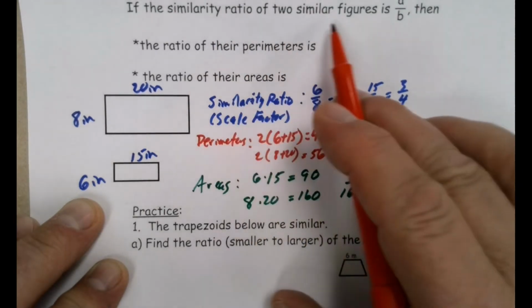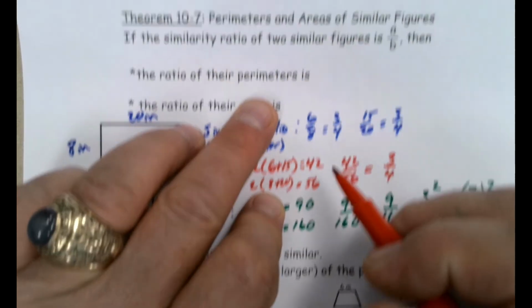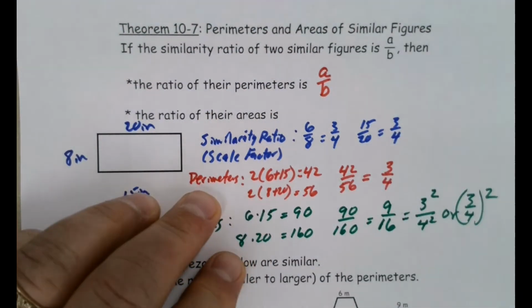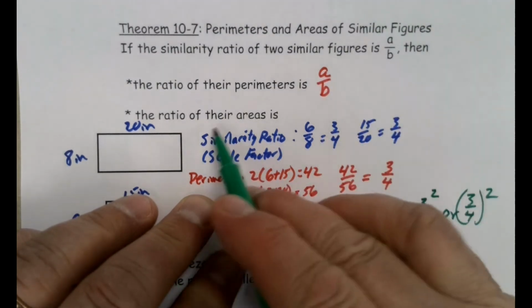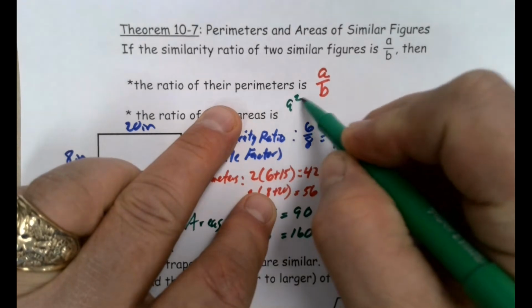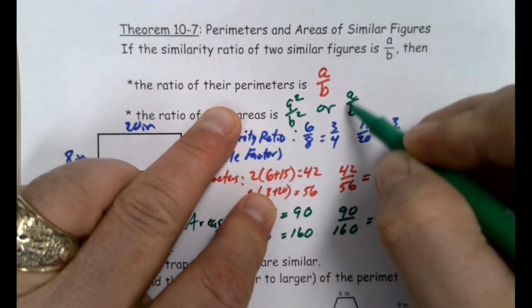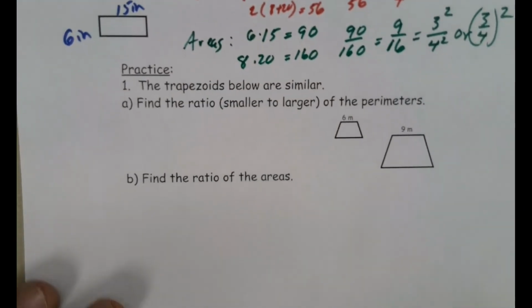Okay, which tells us right here, if the similarity ratio of the two similar figures is A over B, then the ratio of the perimeters is A over B. If that's true, the similarity ratio is A over B, the ratio of the areas is A squared over B squared, or A over B squared. Okay, so let's practice that on this one.